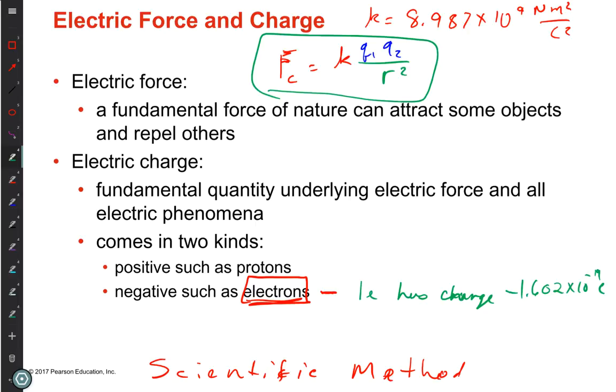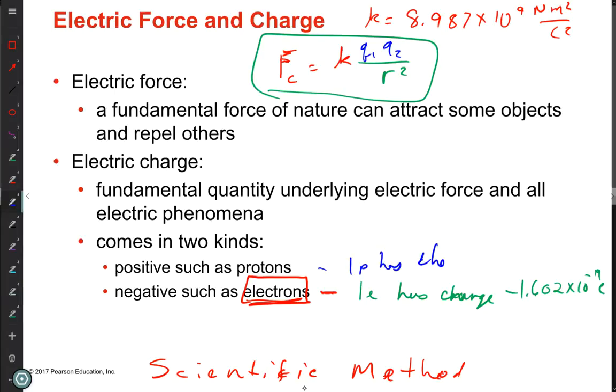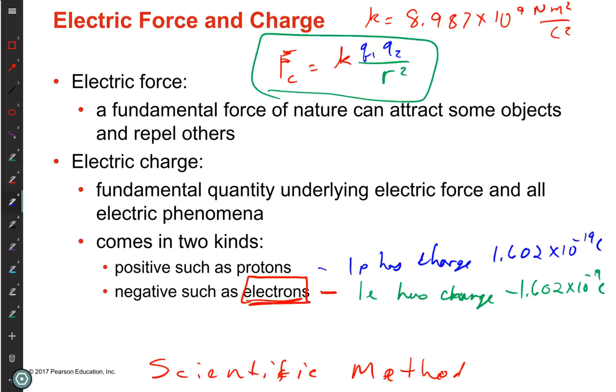10 to the minus 19 means essentially 0.18 zeros and then the number that follows. Right? One less than 19 is 18. So that's a really small amount of charge on an electron. A proton has a charge of 1.602 times 10 to the minus 19 coulombs. What's the difference between the charge of an electron and the charge of a proton? One's positive, one's negative. Proton, the pro means positive.